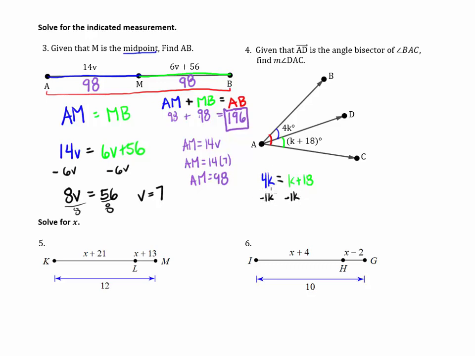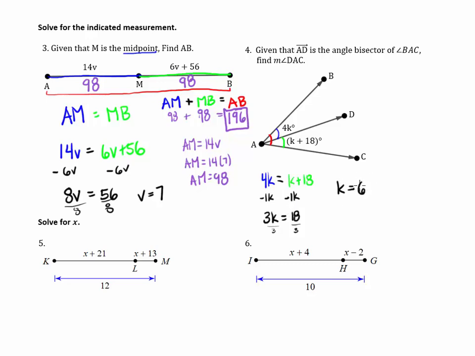4K subtract 1K is 3K. 1K subtract 1K is 0, and 0 plus 18 is 18. Now we've got 3K is equal to 18. We need to get the K by itself, so we will divide by 3. And 3 divided by 3 is 1, so we have 1K is equal to 18 divided by 3, which is 6.